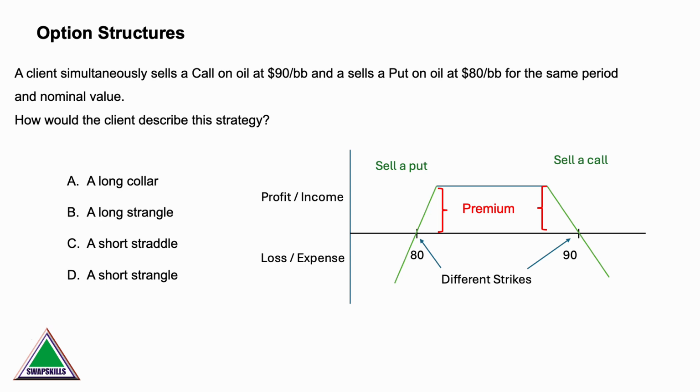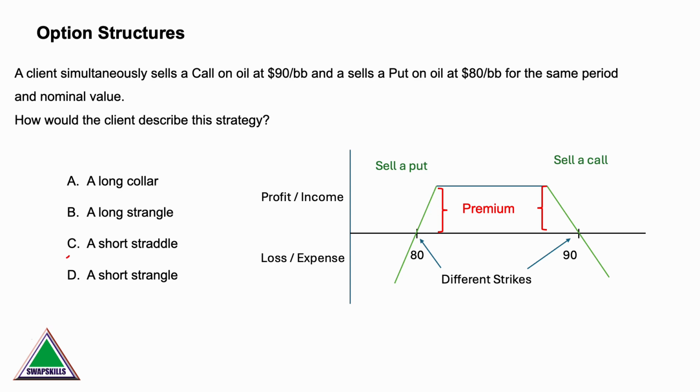And the client sells a put at the same time on oil at $80 a barrel. So by selling a put on oil at $80 a barrel, that means that somebody can come along to the client and say, listen, I know oil is $75, $70, $65, whatever in the market, but you sold me a put which gives me the right to sell it to you at $80 a barrel for the same period. So just to be clear, the client has sold a call, so they're going to be in pain if oil goes above $90 a barrel, and they sold a put at 80, so they'll be in pain if oil goes below $80 a barrel. Now, what would you describe this strategy as?